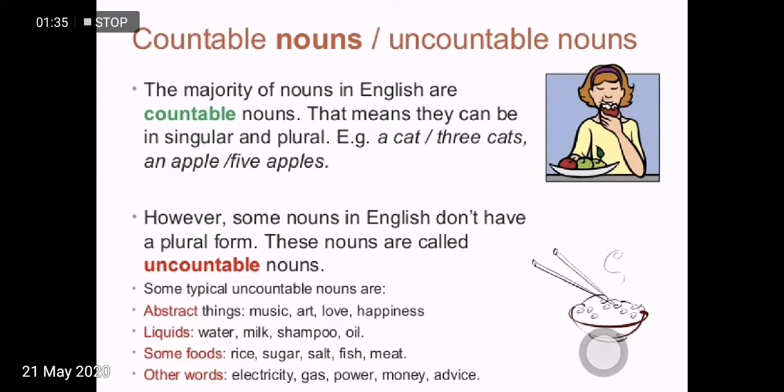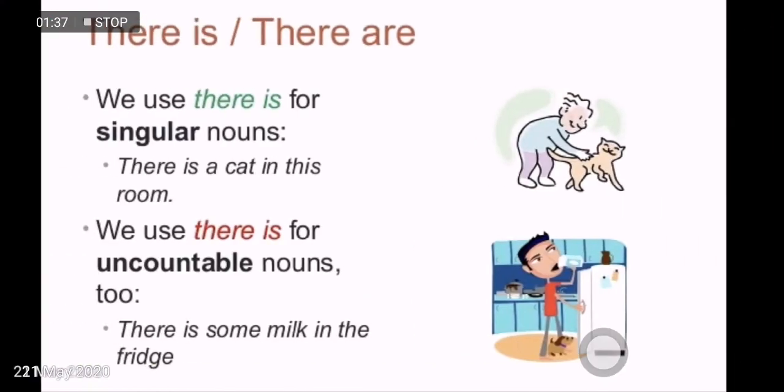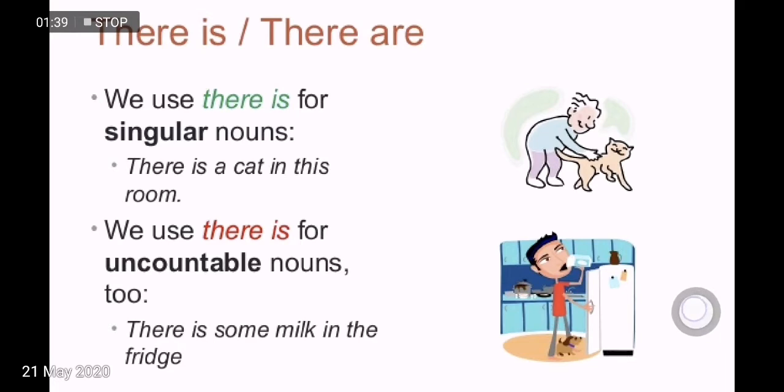So this is all about countable nouns and uncountable nouns. Here is how we use there is and there are with these nouns. We use there is for singular nouns. For example, there's a cat in this room. We use there is for uncountable nouns too. For example, there's some milk in the fridge.